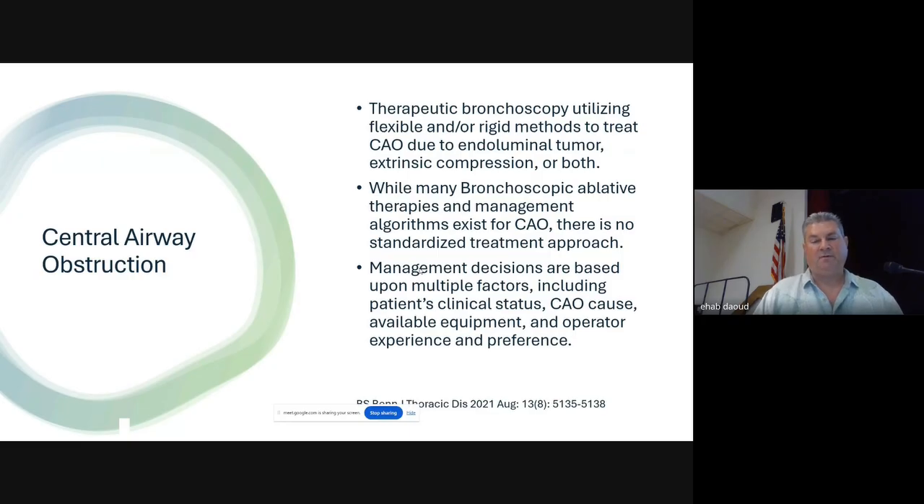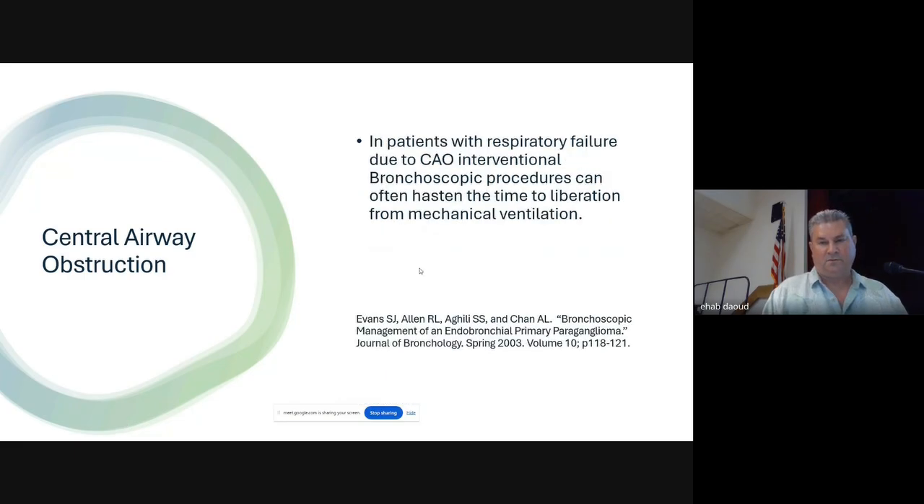Which you choose can be up to the operator's experience or the clinical situation. If the patient's on a high FiO2, for example, I won't be able to use a laser or I'll create an airway fire. So you have to be a little bit careful what you choose to use. And as I mentioned, the whole idea is to relieve the obstruction and get them off the ventilator faster.